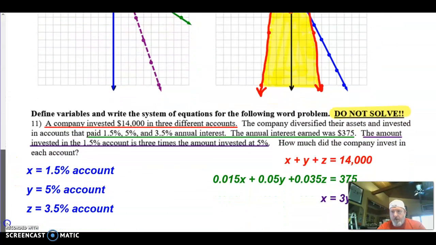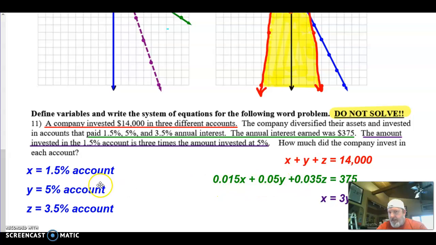Okay, number 11, hopefully you saw the key point here, which was the do not solve. You're just setting up the inequalities for this one. So we've got 3 different accounts paying interest. One is paying 1.5%, one is paying 5%, and one is paying 3.5%. So that's the difference as far as x, y, and z is the interest they're paying. The total investment was $14,000. So when I add these 3 accounts together, we've got $14,000.